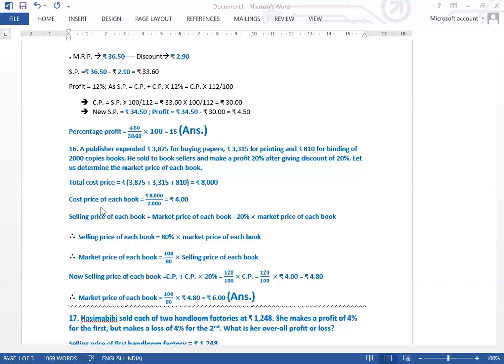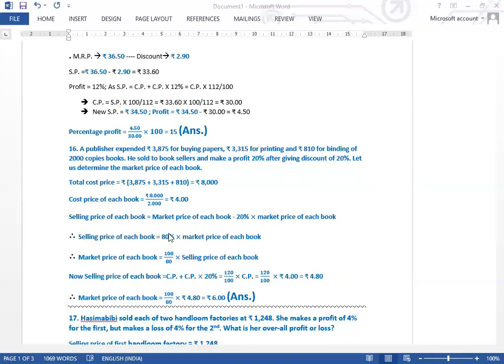So that means what will be the price of each book? Just divide this by 2,000. So you get the cost price of each book, rupees 4. So you know selling price will be what? Market price minus the discount. So here how much discount is given? 20%. So selling price of each book will be the market price of each book minus 20% of the market price. So selling price is 1 minus 20%.